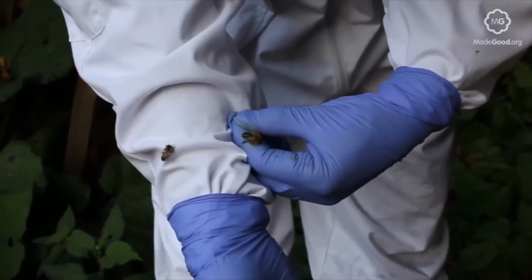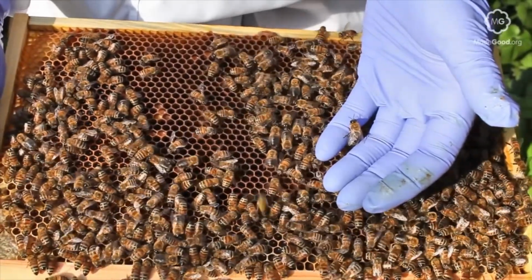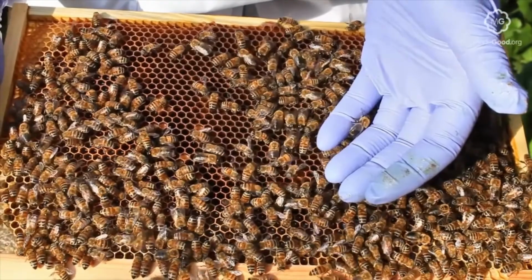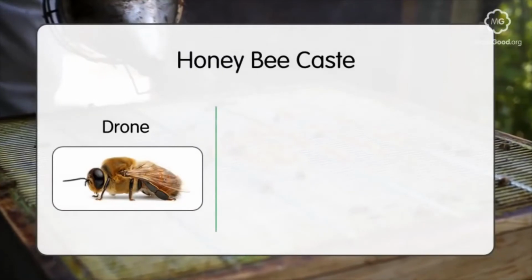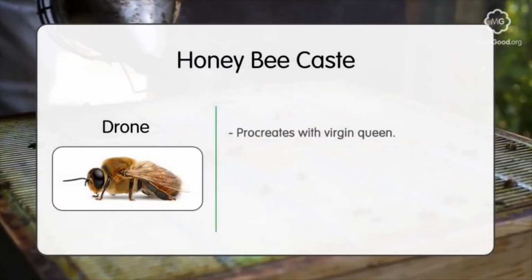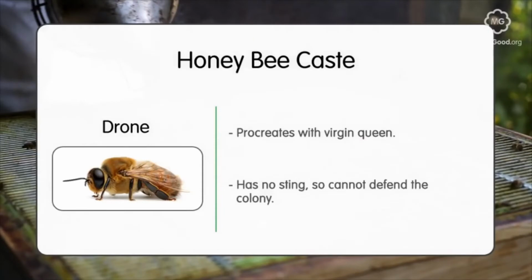Finally, there is the drone bee. Drones make up a relatively small percentage of a colony's total population, varying from about 2,000 to 6,000, depending on the time of year. Procreation with a virgin queen is the drone's primary purpose in life, and they do very little else within the hive. They have no sting, so are unable to defend the colony, yet they still need to be fed and cared for by the workers.